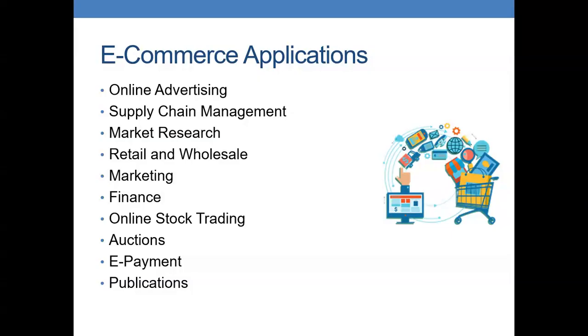And publications. Online publication is the process of using computers and specific types of software to combine text and graphics to produce web-based documents such as newsletters, online magazines, databases, brochures, and other promotional materials. Books too, everything will be through the medium of the internet. These are the different applications of e-commerce.